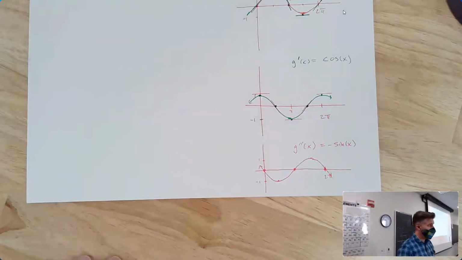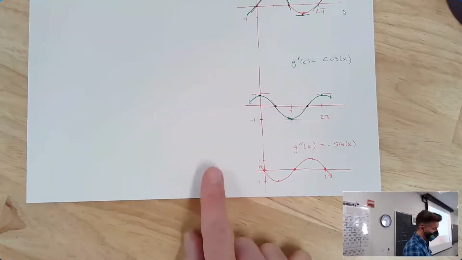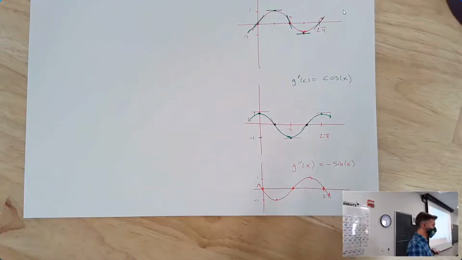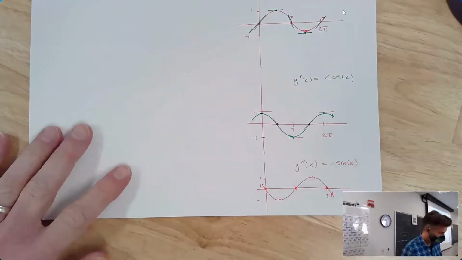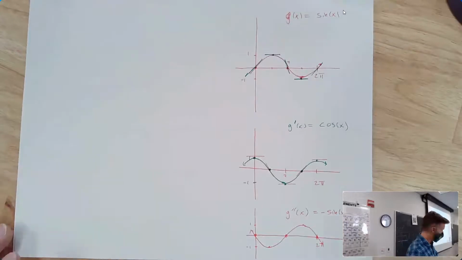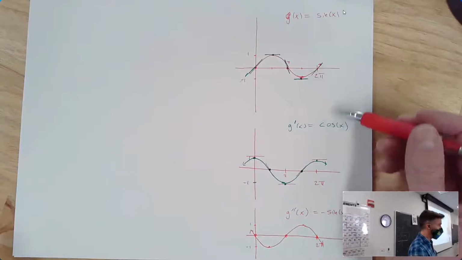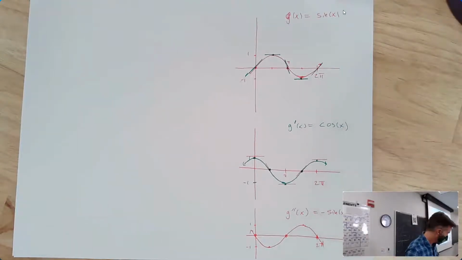I think it's good to keep these graphs in mind, because if you ever forget what the derivative of sine or cosine is, you can always reconstitute it by just looking at the graph of the derivative. We definitely can see from these graphs that the derivative of sine is cosine, and the derivative of cosine is negative sine.